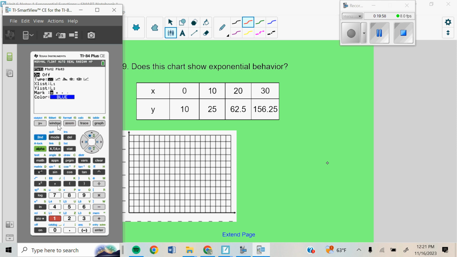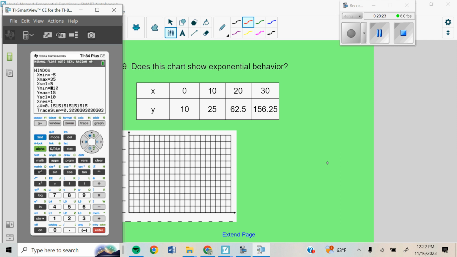Now I have to think about my window, because if I just hit graph, oh, I have my Y equals still in there. You want to clear that out. All right, graph, look, I don't see much. So I want to change my window. Think about my x values. I'm going from 0 to 30. So I just want to go from like -5 to 35, and let's go by 5s.